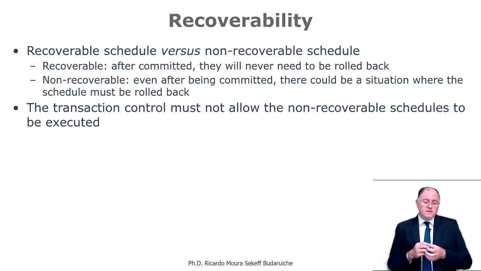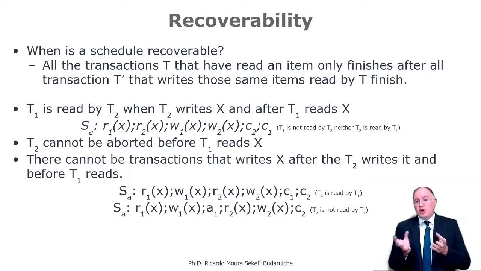A schedule, for example, is considered recoverable if it commits only after all the transactions that have written the same item have finished. When there is a read operation of T1 after a write of T2 over the same data item, we say that T1 reads from T2. I know this is difficult to comprehend. This condition is important to detect possible failure. We can see that T1 reads from T2 in this schedule here.